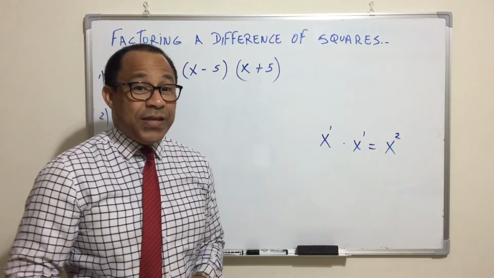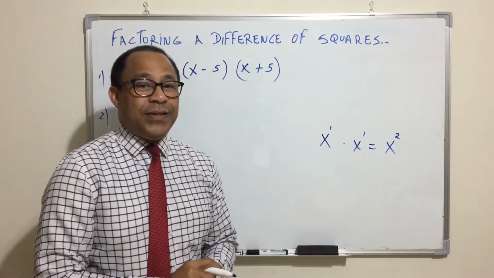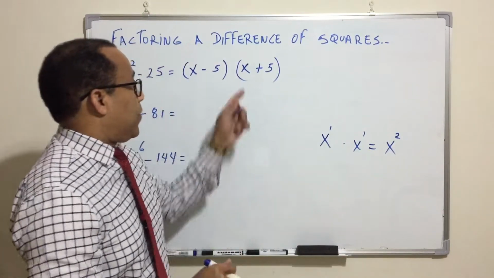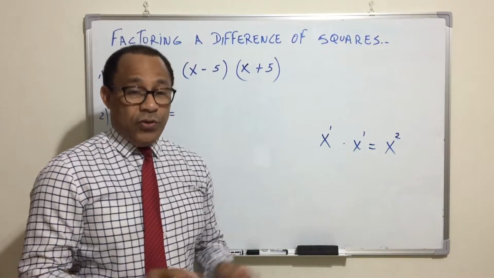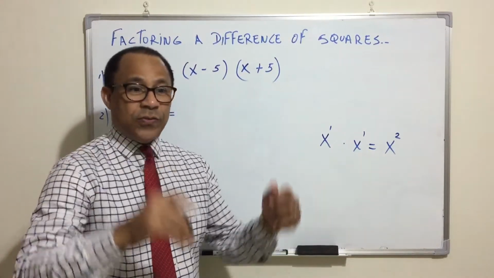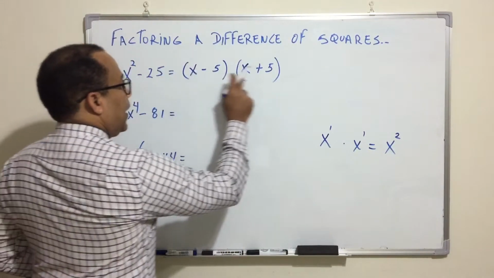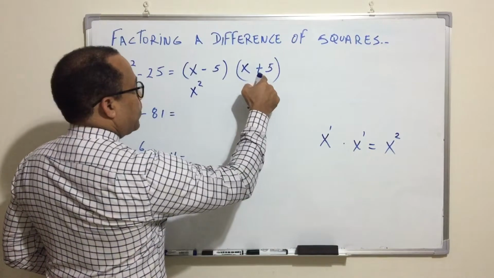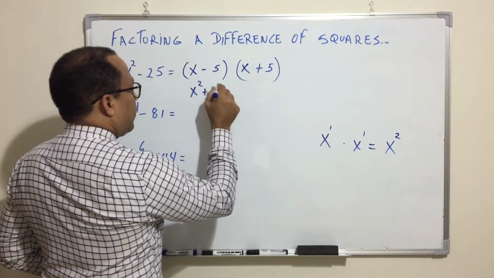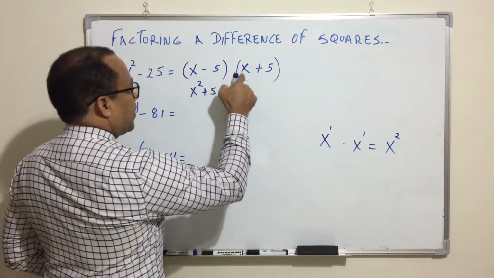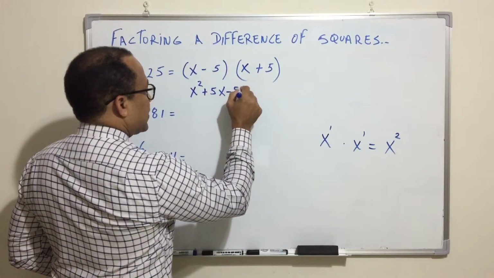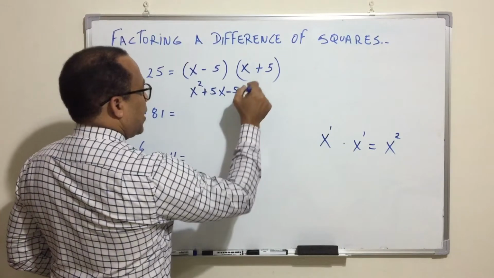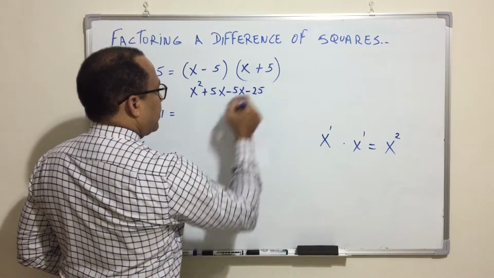How can we prove this? We remember that in order to prove that this is correct, we may use the FOIL method. Let's use the FOIL method. X times x is x to the second power. X times plus 5 is positive 5x. Negative 5 times x is negative 5x. And negative 5 times 5 is negative 25.